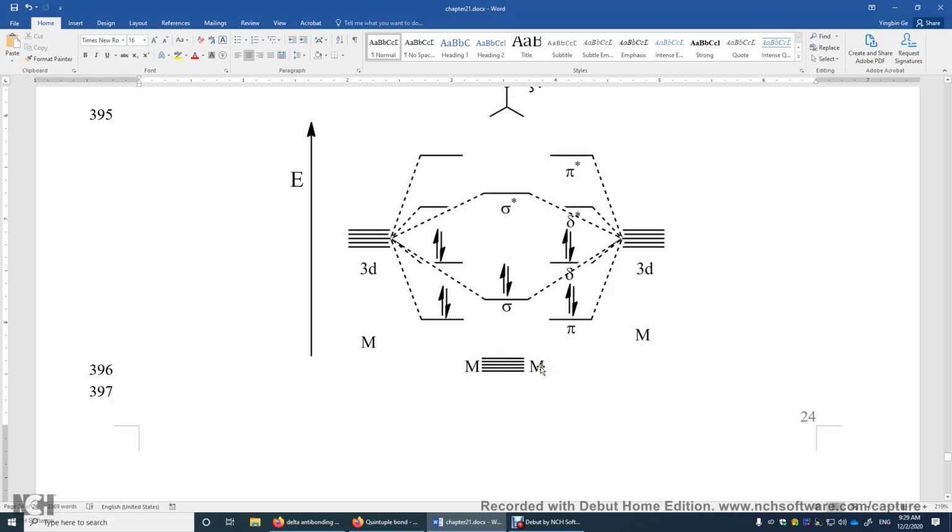Now let's imagine we have a dyz orbital here, dyz. So I'm drawing the 4 lobes here.